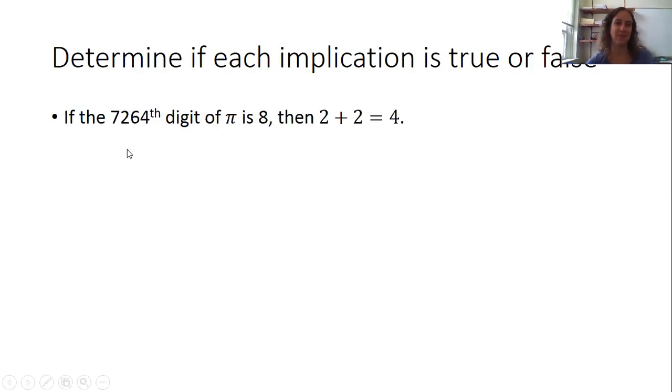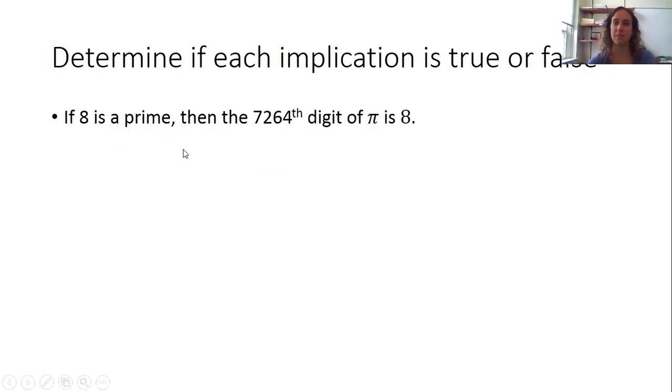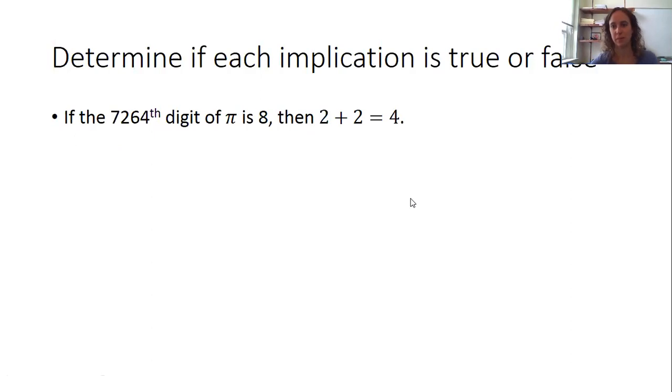All right, last one. It says if the 7,264th digit of pi is 8, which again I have no idea, but thankfully it doesn't matter, then the conclusion is 2 plus 2 equals 4. 2 plus 2 equals 4 is clearly true. That's good, but we don't know about the first part. The conclusion is true because 2 plus 2 is equal to 4, and that means our implication is true.